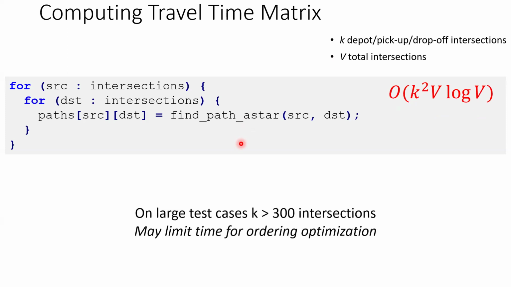But on large test cases, when K is large, this K squared can destroy your time. And it will limit time for your ordering optimization, which is your second step.